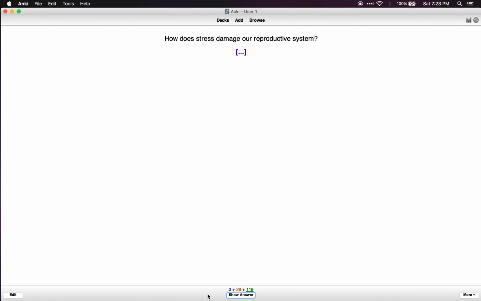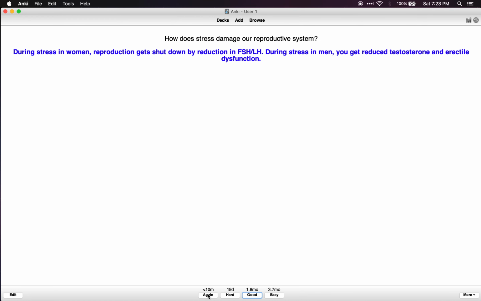How does stress damage our reproductive system? During stress in women, reproduction gets shut down by reduction in FSH and LH. During stress in men, you get reduced testosterone and erectile dysfunction.